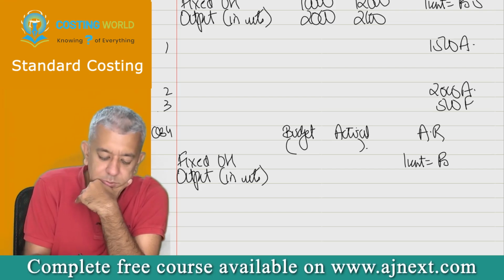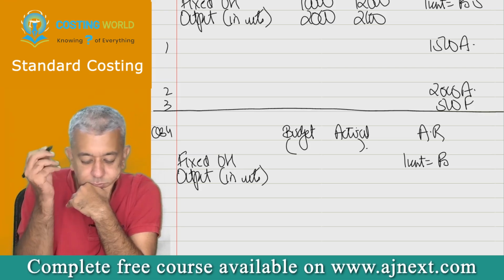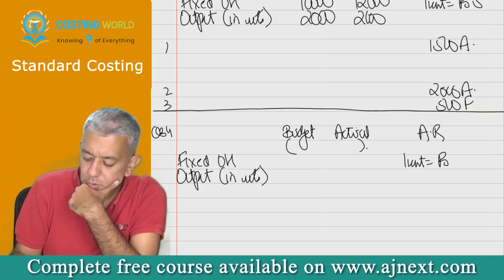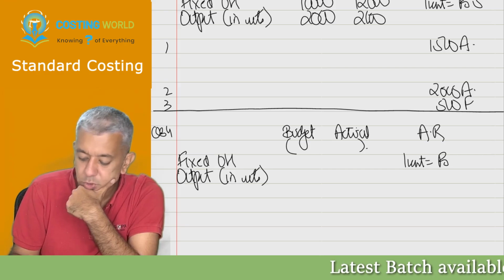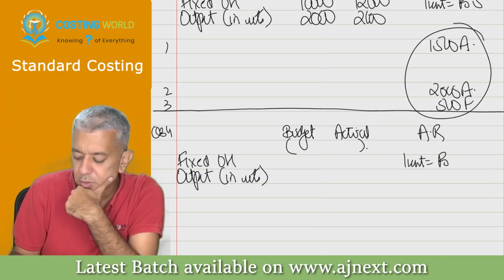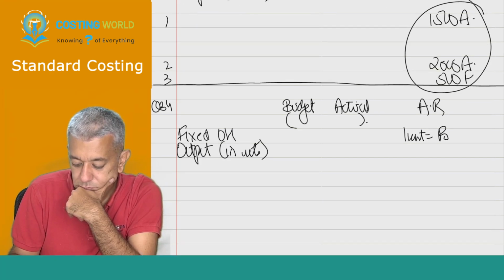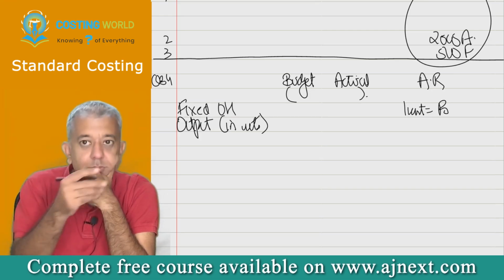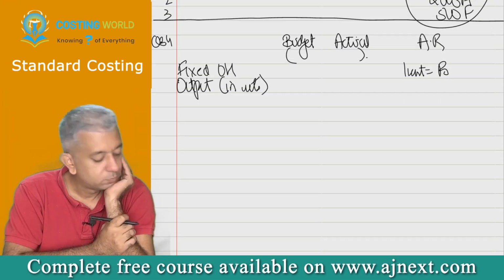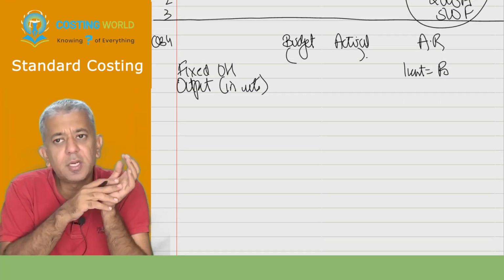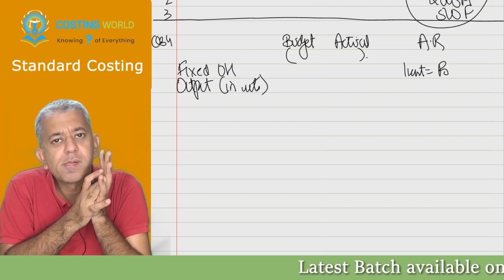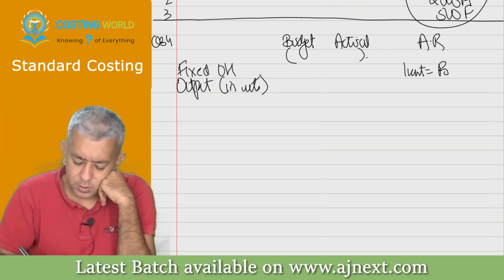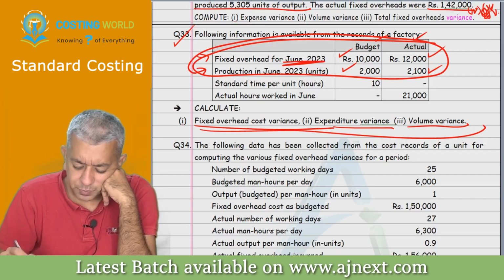Is this done? Yes. Make the format for the next question. Tally your 3 variances I have written on the screen. Done, beta? Yes, sir. Okay, listen. Question number 34.